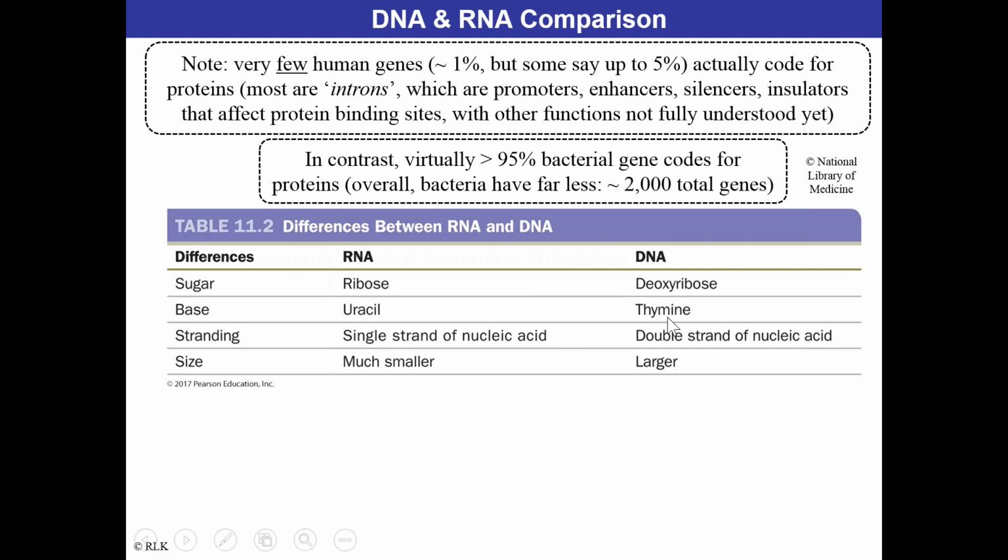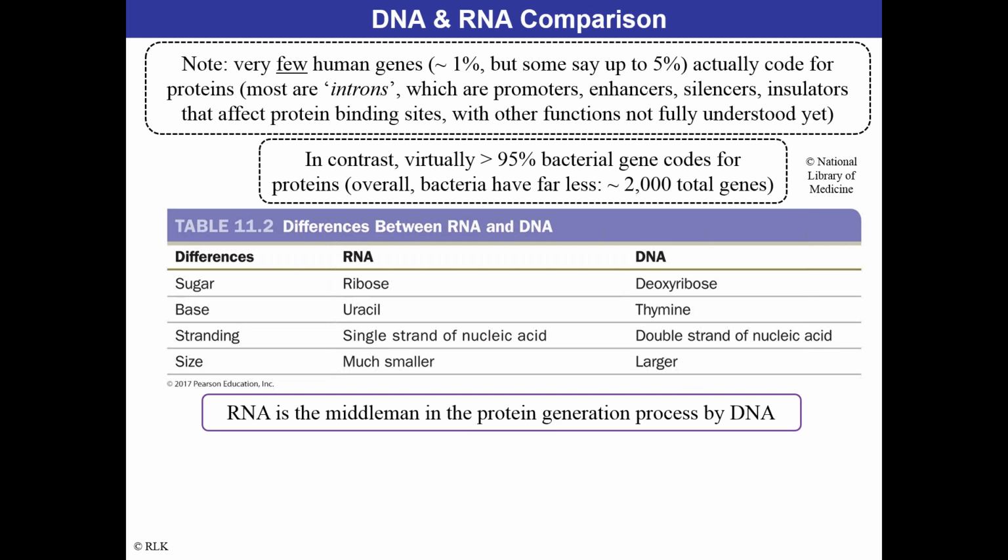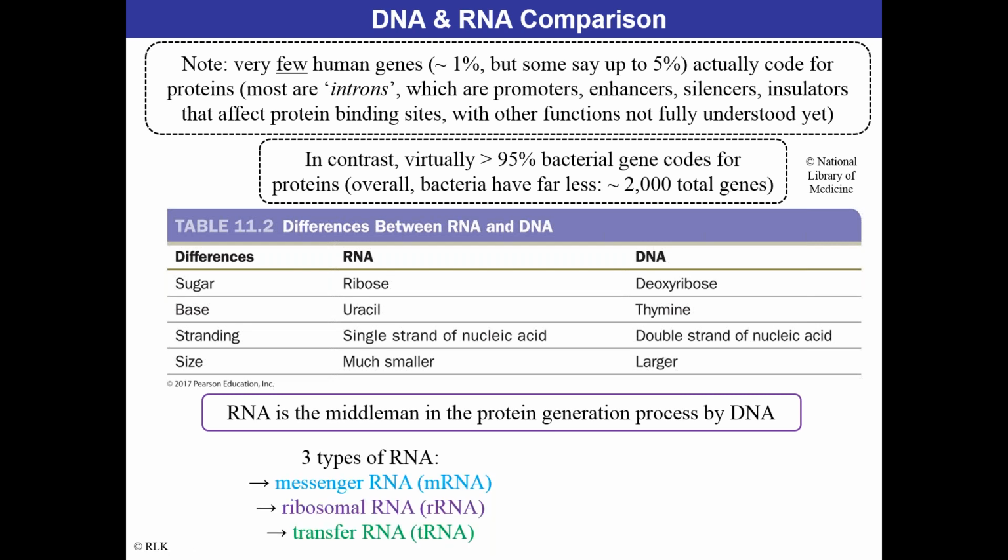thymine base, that nitrogenous base. The sugar is going to be ribose. Guess what? For DNA, it's easy. It's deoxyribose. The stranding is a single strand of nucleic acid, whereas you typically have that double strand for the DNA. And the size, well, RNA is much smaller. So again, I'm going to remind you that the RNA is the middleman in the protein generation process by DNA.